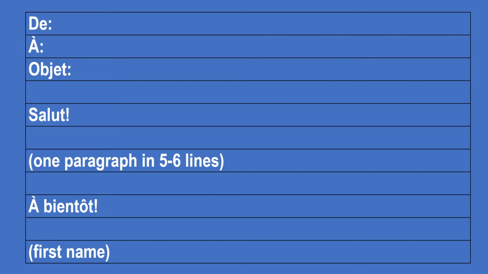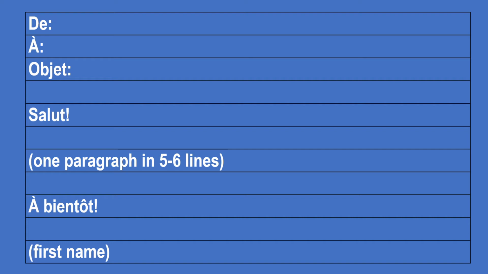So after you have de, a, and objet on three separate lines, you will leave a line and then you come to your salutation, which is salut. Just a plain salut with an exclamation mark. You do not have to put anything after that. It's a common salutation. Then you leave a line and you come to the next part, which is your paragraph. You write it in the exact same way as you write the body of the carte postale. And remember, it is only one paragraph, and a short paragraph, not a long one.